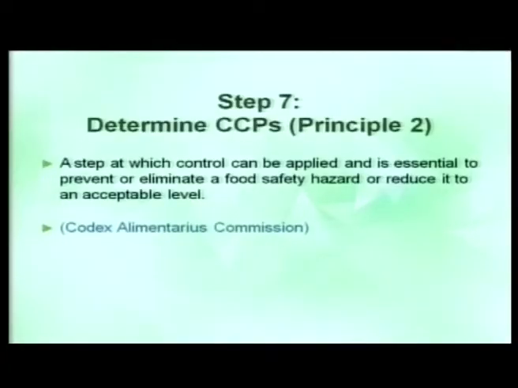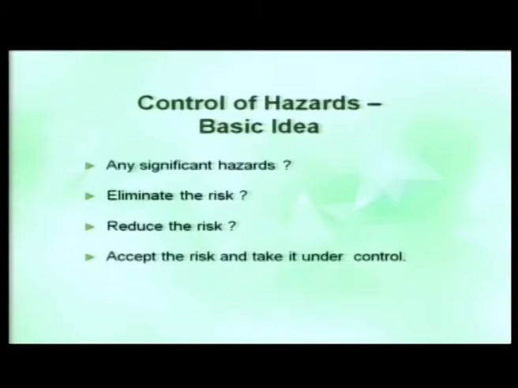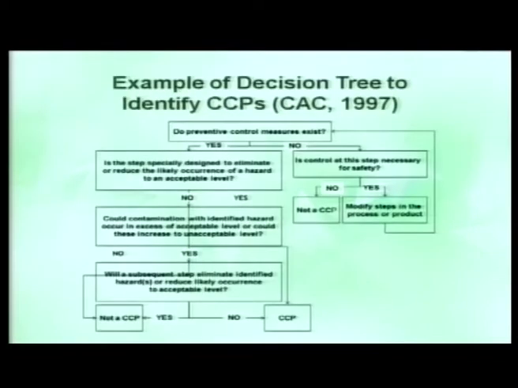The definition of the CCP is a step at which control can be applied. Please understand this: for that step, there should be a possibility that a control can be applied, and it is important to prevent or eliminate a food safety hazard or reduce it to an acceptable level. That means either you prevent it, you eliminate it, or you reduce it to a level that it is no more a hazardous thing. While controlling the hazard, the basic idea is: any significant hazards, eliminate the risk, reduce the risk, or accept the risk and take it under your control.